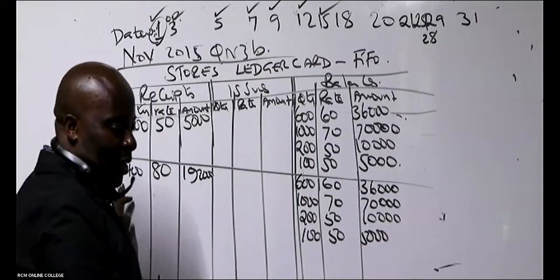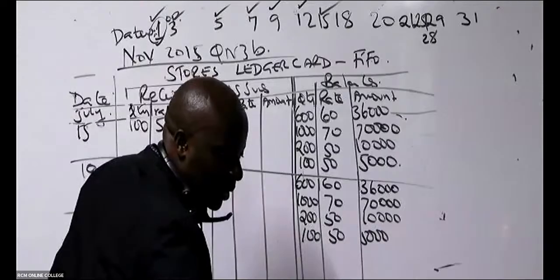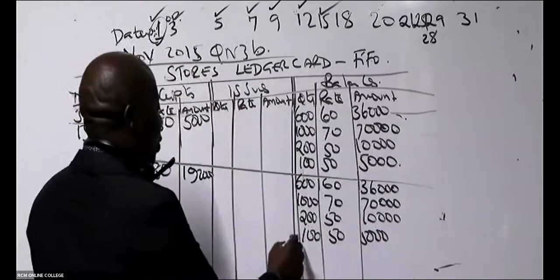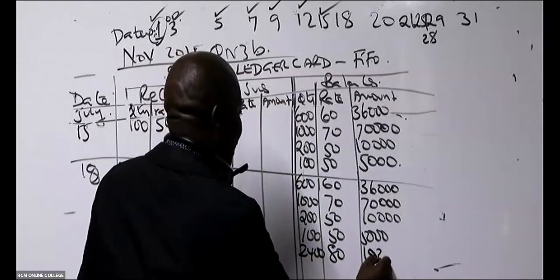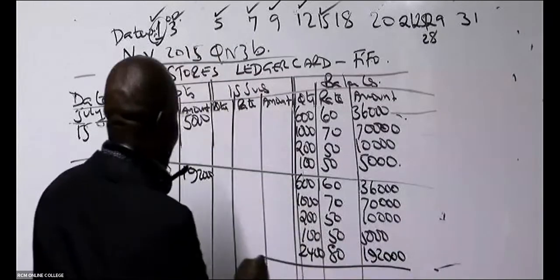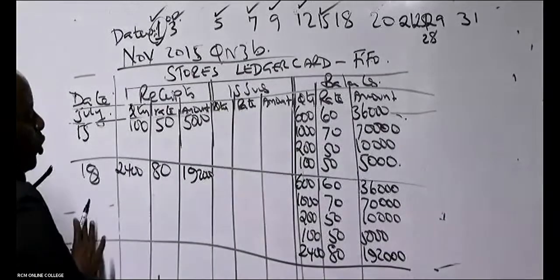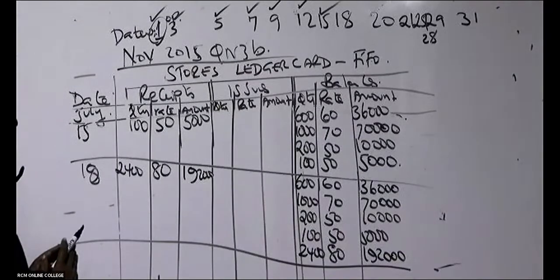And now we have this last one. This new one over how much, ladies and gentlemen? 2,400, isn't it? At 80, giving me 192,000. We are doing pretty well. So now we are through with the 18th. Now we go to the 20th.